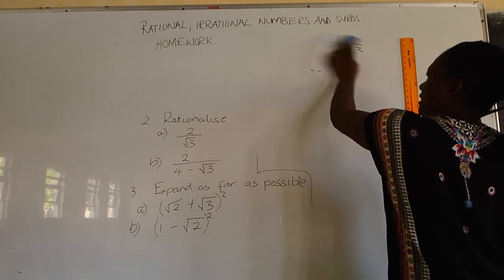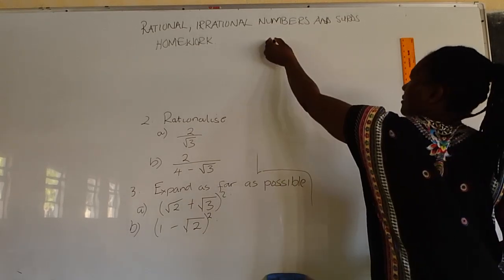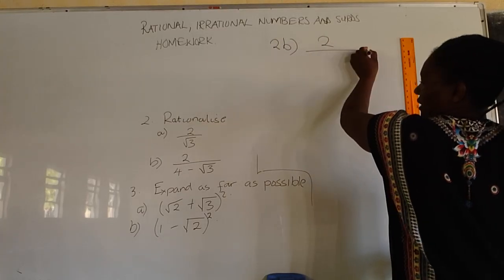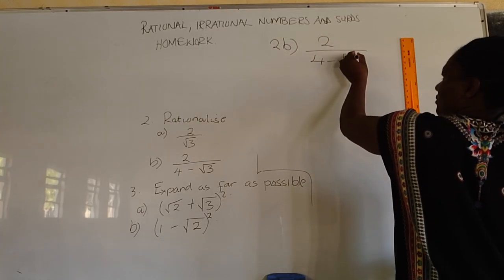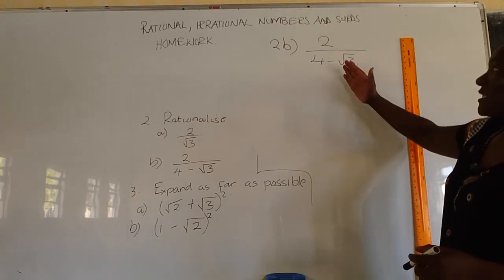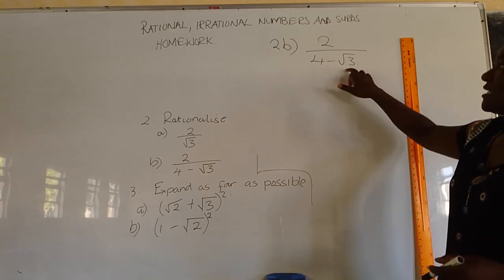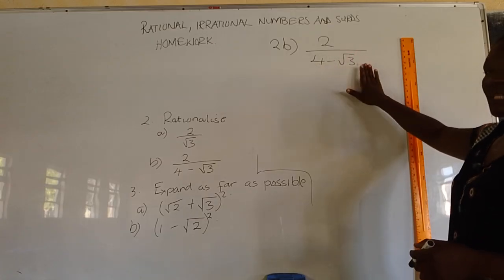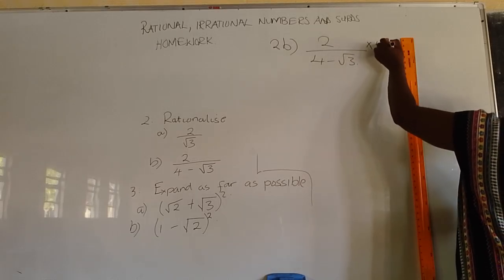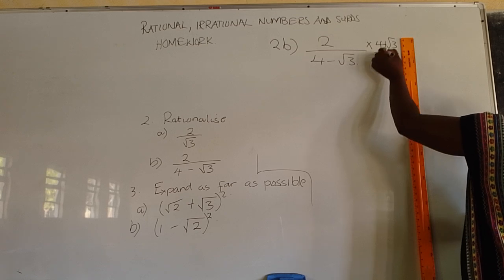2b, it's rationalize 2 over 4 minus root 3. Right. We said we multiply this by the conjugate. Right? The conjugate of this is 4 plus root 3. So we are going to multiply by the conjugate 4 plus root 3 over 4 plus root 3.